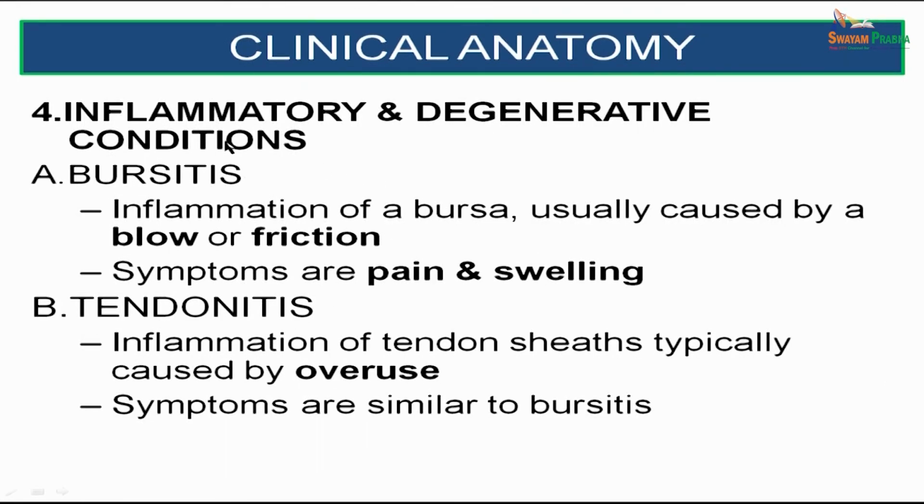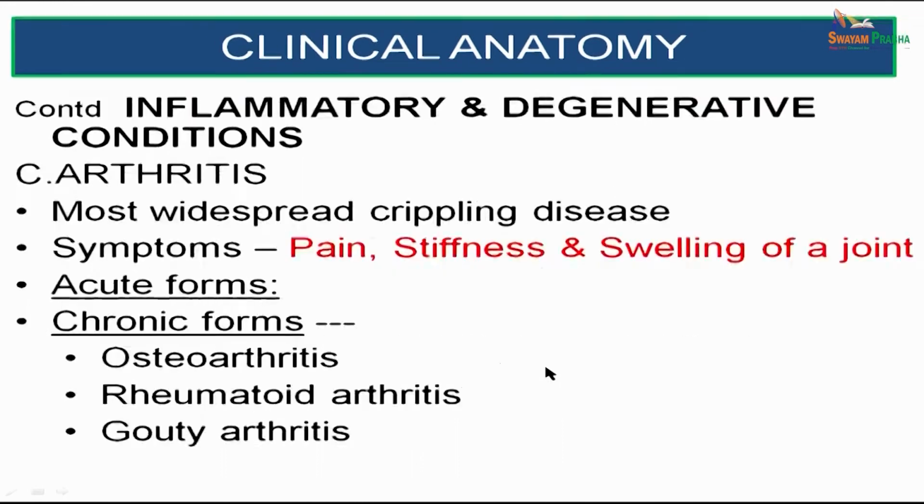Inflammatory conditions and degenerative conditions. The first one is bursitis. It is inflammation of the bursa around a joint. It can happen due to an injury or it can happen due to overuse and friction. The signs and symptoms of bursitis are pain and swelling around a joint. We can also have a condition, tendinitis, in which inflammation of the tendon sheaths occurs. This is usually due to overuse, and here also the symptoms are the same, pain and swelling around a joint.